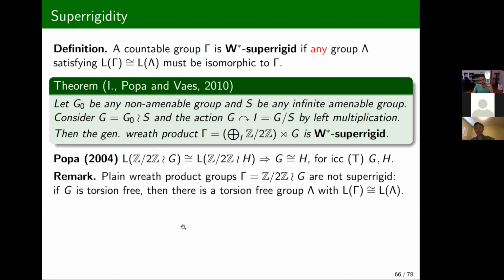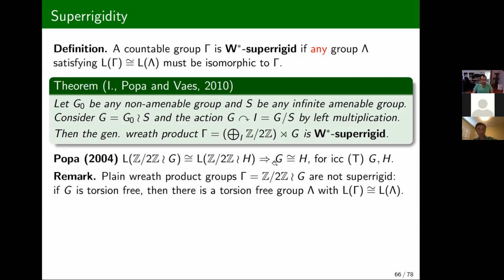However, plain wreath product groups are never superrigid. And this is why in our theorem we couldn't prove superrigidity for such groups, because if you have any plain wreath product group, and if, for instance, G is torsion-free, then you can always find a torsion-free group Lambda such that L of Gamma is isomorphic to L of Lambda. And now Lambda is torsion-free, but Gamma definitely has torsion from Z mod 2Z. So Gamma and Lambda cannot be isomorphic.